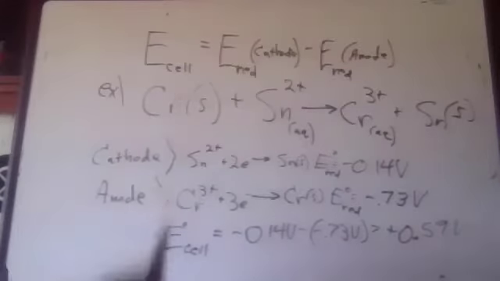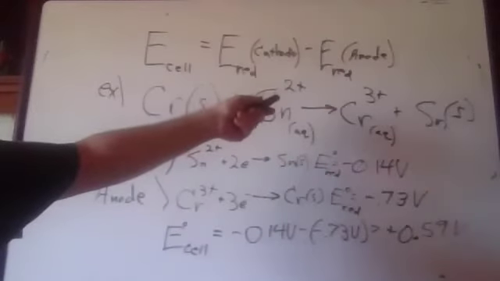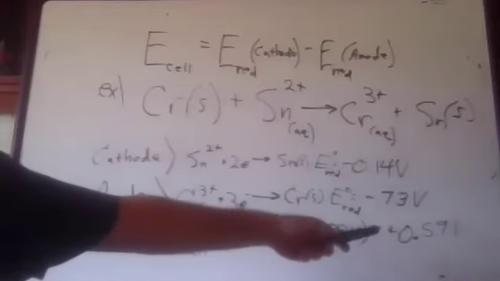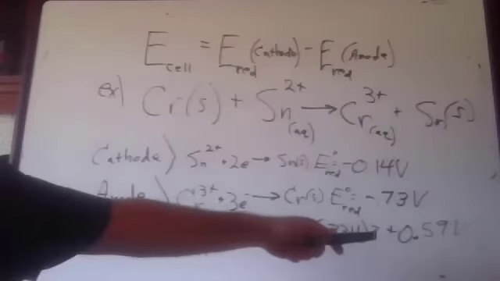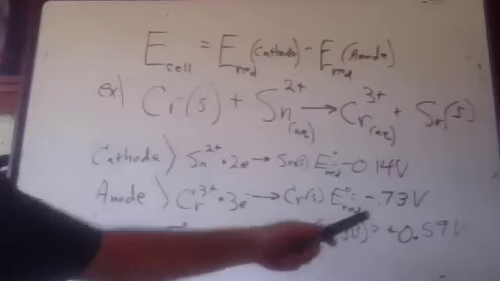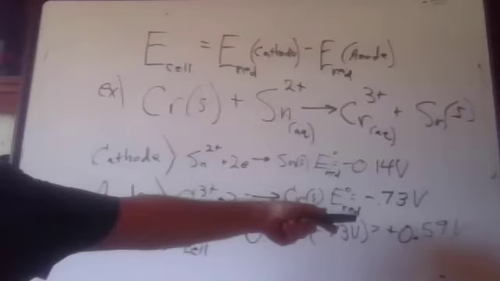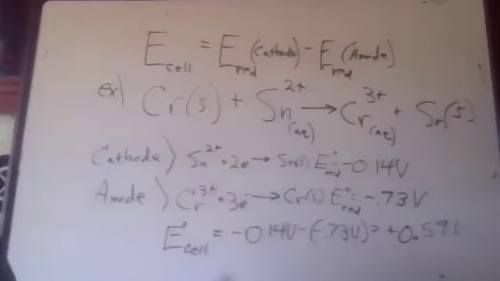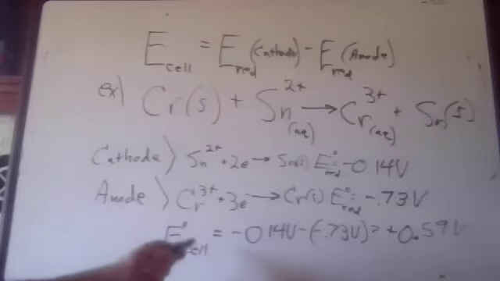For a cell to be spontaneous, to be a voltaic cell, the direction of the reaction has to be such that you come out with a positive E0 for the cell, a positive voltage. If this would have come out with a negative voltage, that means we would have had the reaction wrong. It would have been turned around. And then we're not talking about a voltaic cell. We would be talking about an electrolytic cell in that case. So the E cell being positive is for spontaneous.